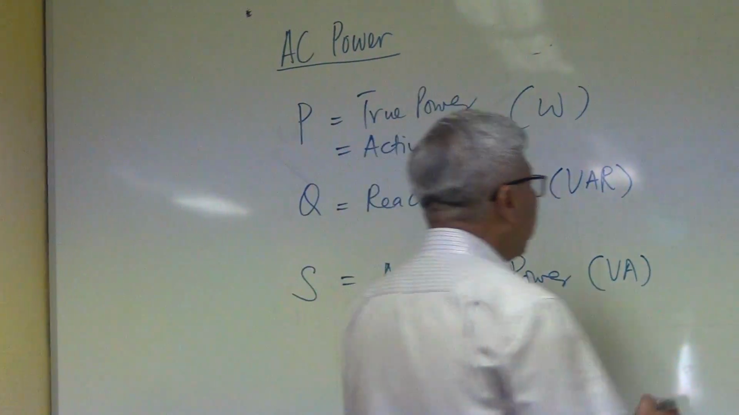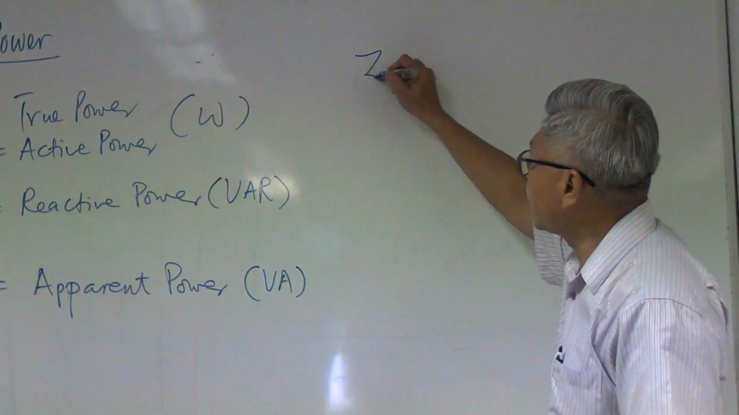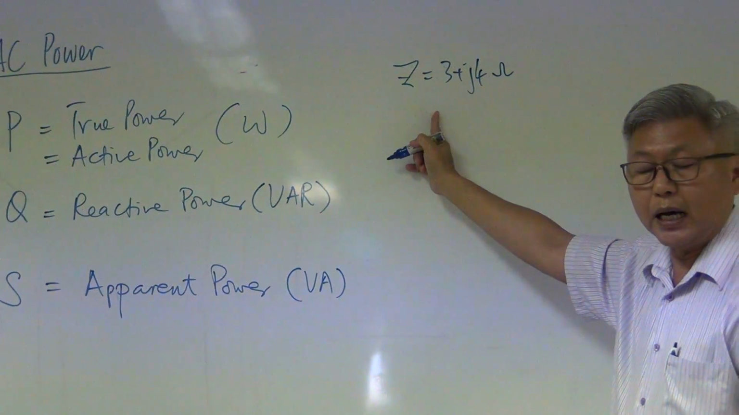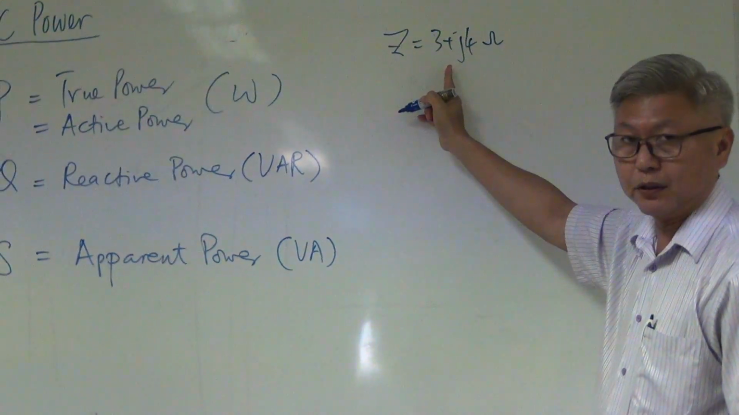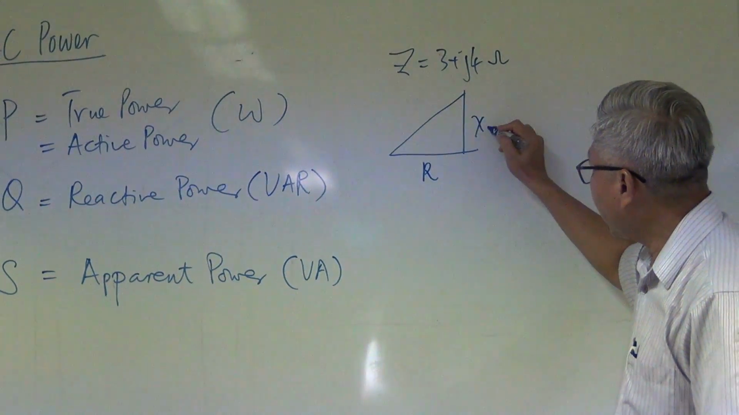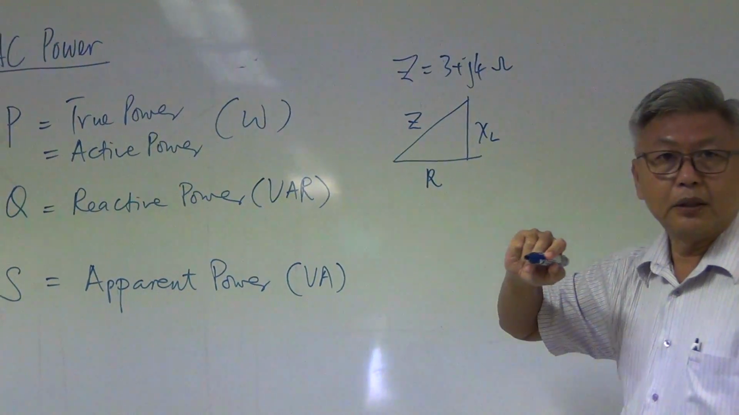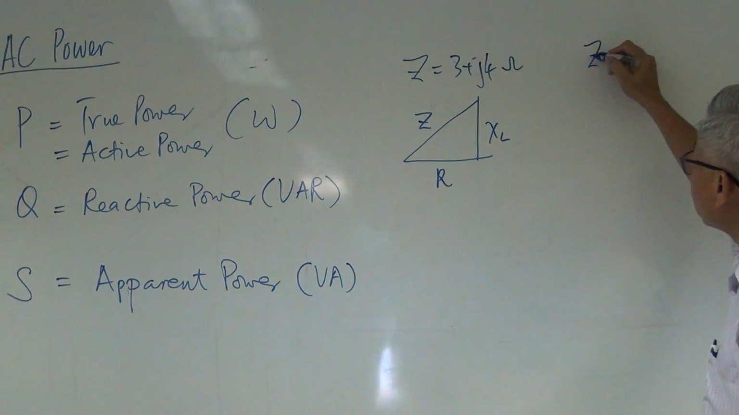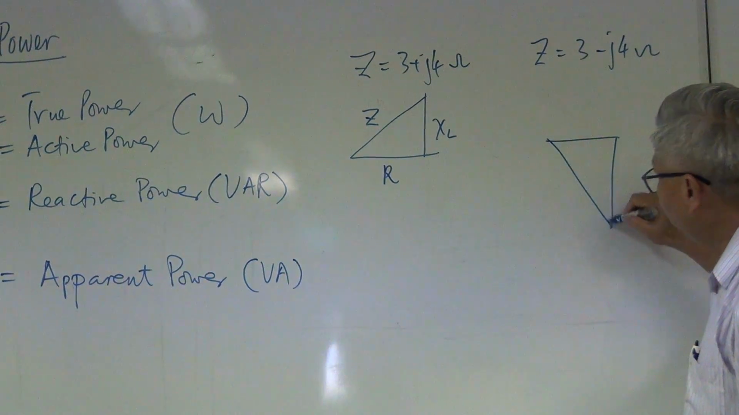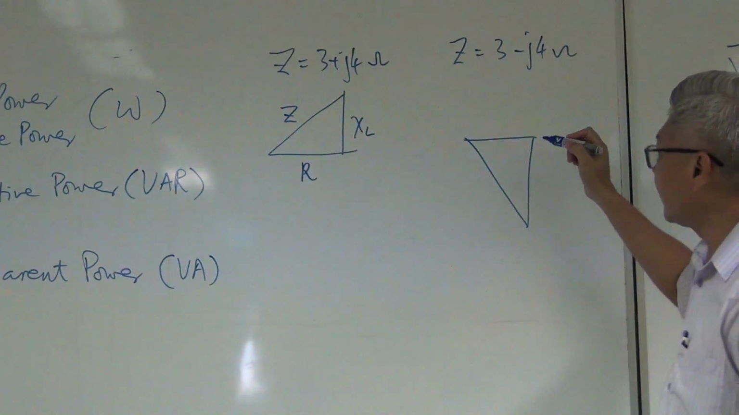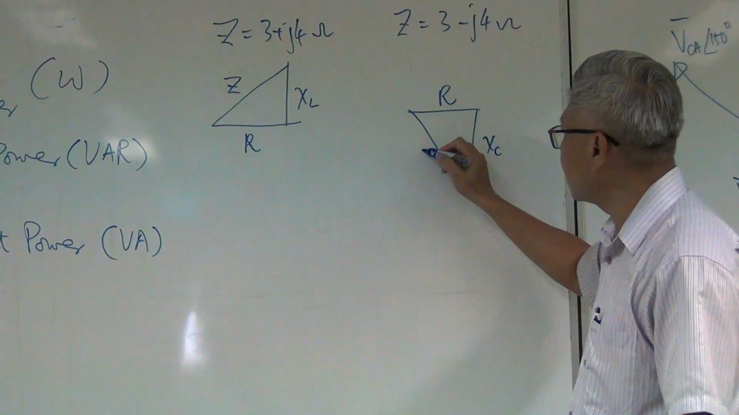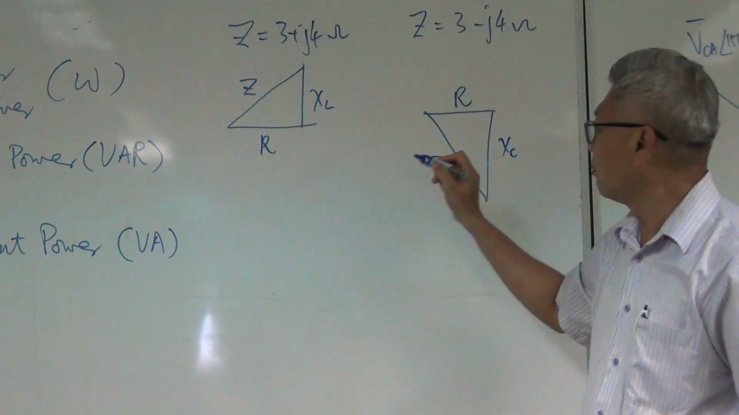Now if you still remember, if my impedance is 3 plus J4 ohm, you say that this is an inductive circuit, right? Because of the positive J. And our impedance triangle points up, that is the R, and that's the XL, and that's the Z, right? And if the impedance Z is equal to 3 minus J4 ohm, then you say the circuit is capacitive, and the impedance triangle points down, because this is your XC, and this is the R, and this is the Z, the impedance.